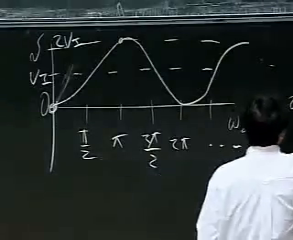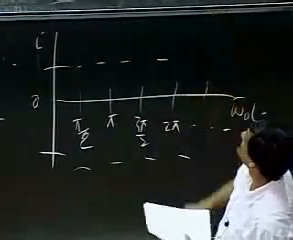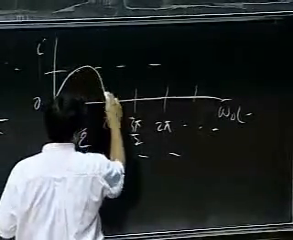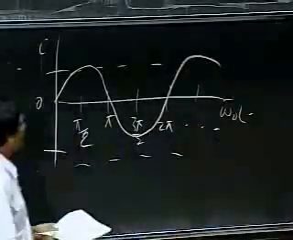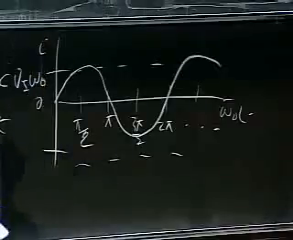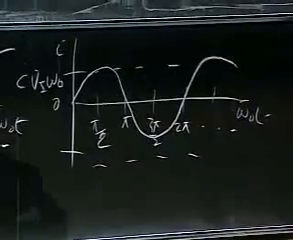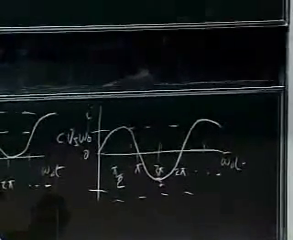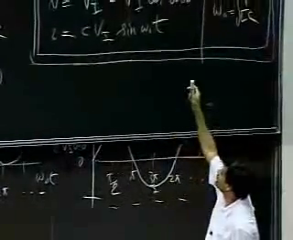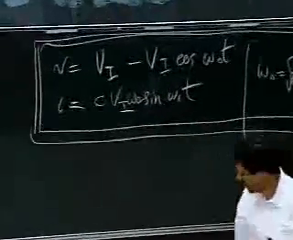Similarly, for the current, it's a sinusoidal characteristic, and it looks something like this, where the peak is given by CVI. Oh, I messed up. When I differentiated this, I missed the omega naught out there.